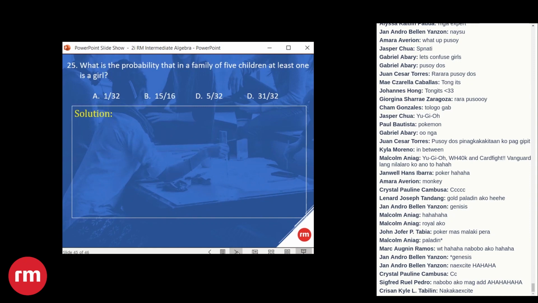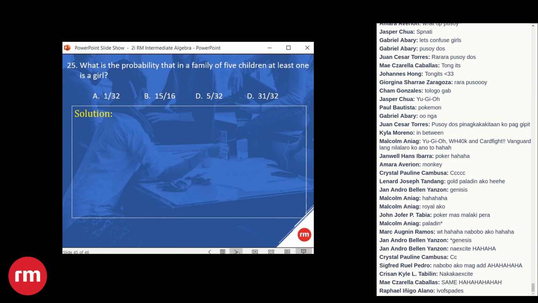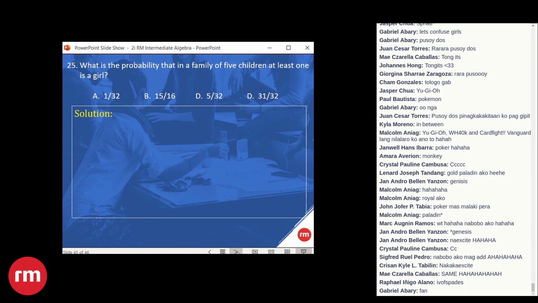What is the probability that in a family of 5 children, at least 1 is a girl? How does this work? So, pag may pinanganak, it's either a boy or a girl. Diba? Wala namang natural genders aside from a boy and a girl. So, what is the probability that in a family of 5 children, at least 1 is a girl?